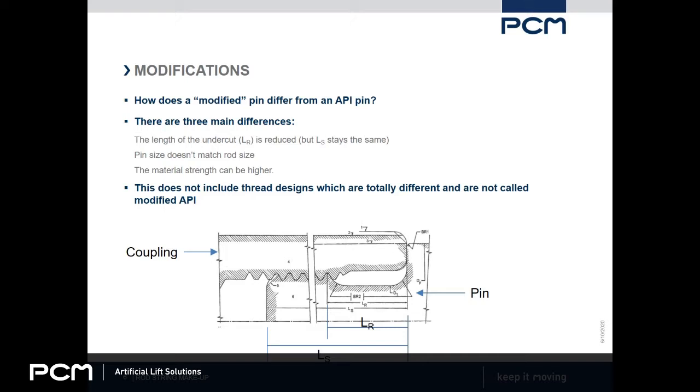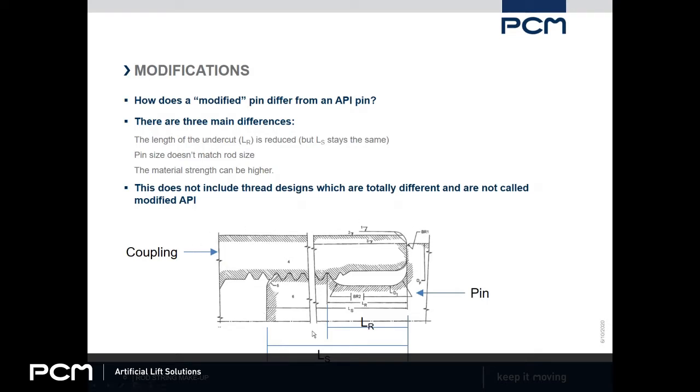And then as the last note there, it says there are thread designs which are totally different and not called modified API. Some of the different companies have them. Like I said, they might have tapered threads or square threads. Some of the companies that sell hollow rods will have different threads as well. I'm also not talking about polish rod connections here. Polish rods have a slightly different thread type as well. There's a little bit of a taper to those threads, and I'm not talking about those here either.